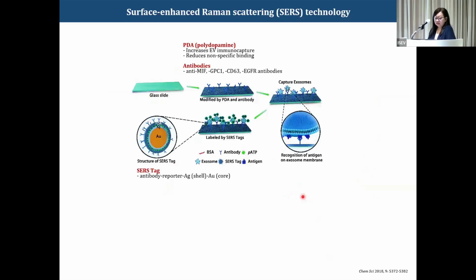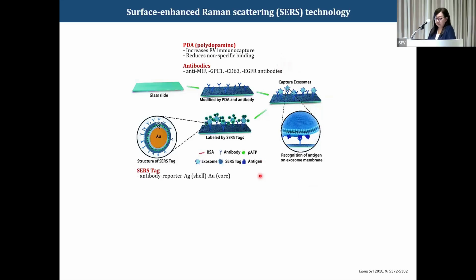In one of the studies that applied SERS technology in liquid biopsies, the authors made use of a layer of polydopamine that can enhance the binding efficiency of EVs to overlay on the glass slide. The polydopamine layer was embedded with antibodies against CD63 and other cancer-related proteins such as MIF, glypican, EGFR. CD63 antibodies are mainly for EV enrichment, and the levels of the tumor biomarkers expressed on EVs were analyzed.